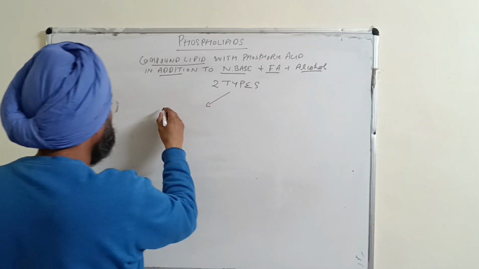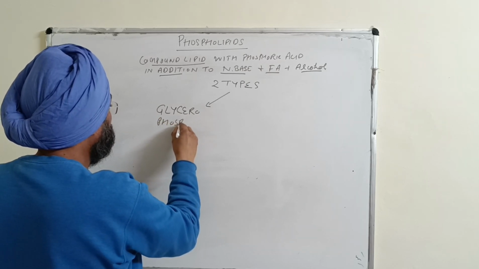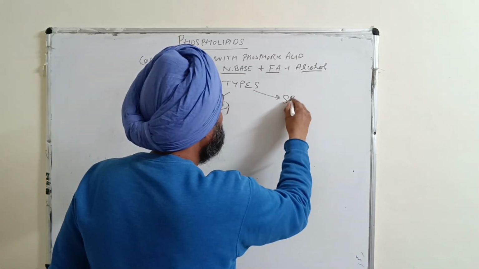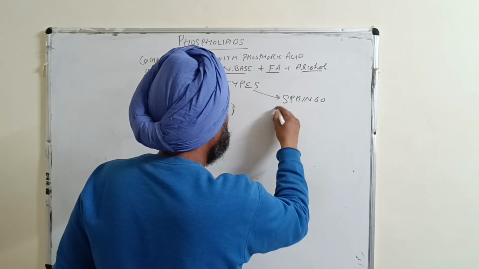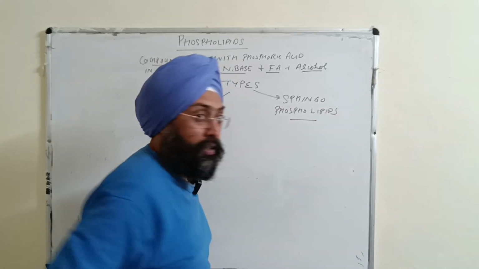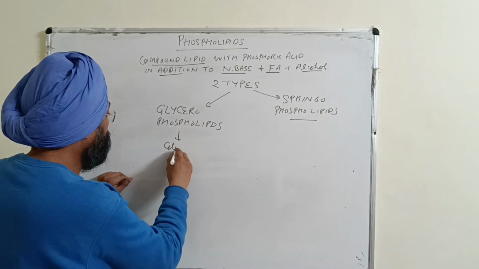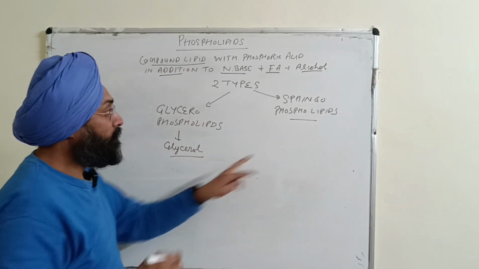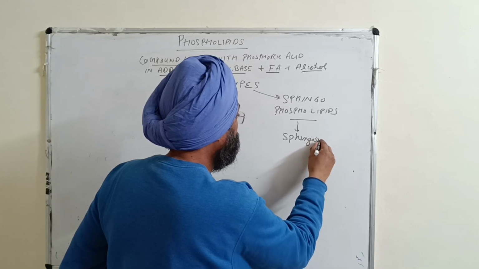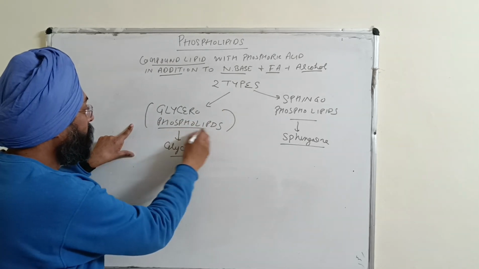The first category is glycerophospholipids, and the second category is sphingophospholipids. So the basic difference is the alcohol. In glycerophospholipids, the alcohol is glycerol, and in sphingophospholipids, the alcohol is sphingosine. Now we'll start with the categories of all the glycerophospholipids in detail.